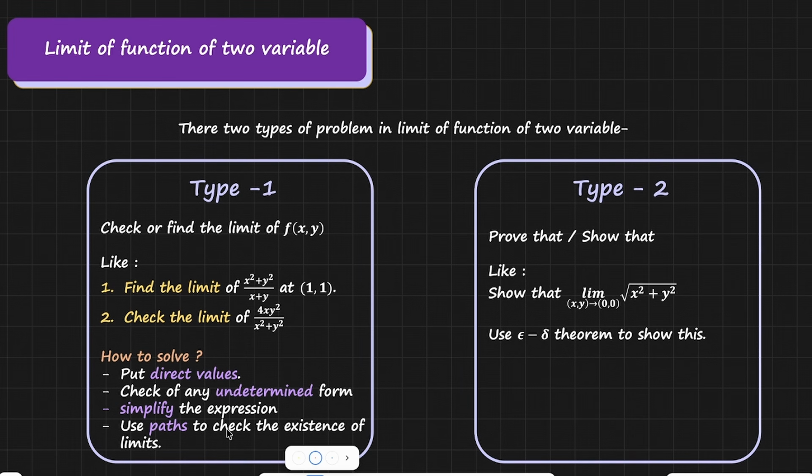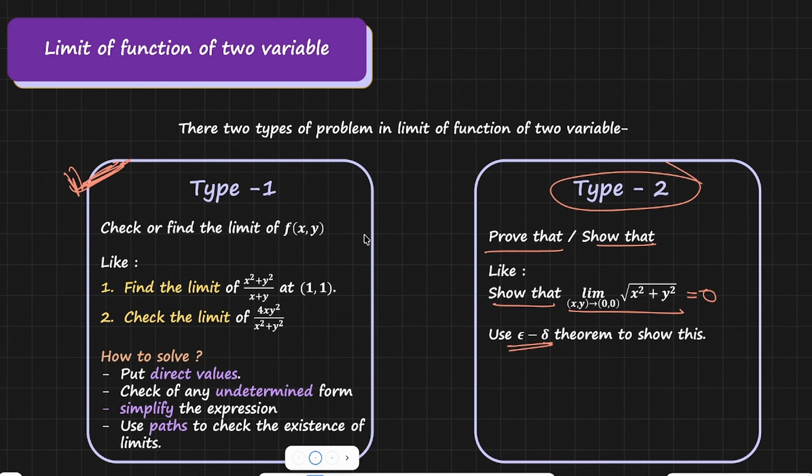If you have this kind of problem, prove that or show that the limit of this is equal to 0, then you have to proceed with the epsilon delta theorem, which I'm not going to explain in this video. I will discuss this particular type of problem because in your exams most of the time you will get this problem. If you want this explanation, mention it in the comments, then I will give you the epsilon delta theorem.